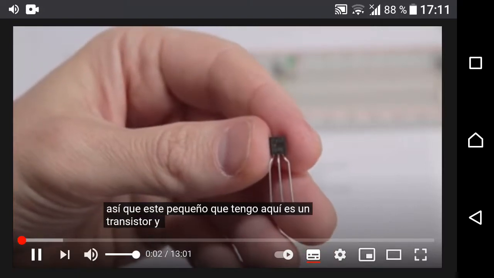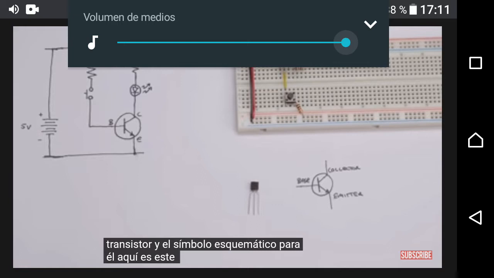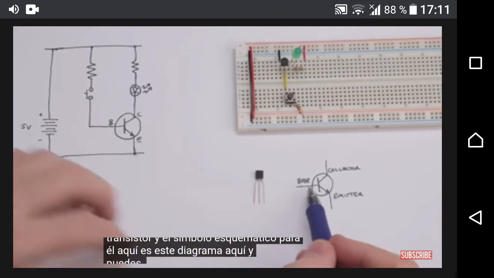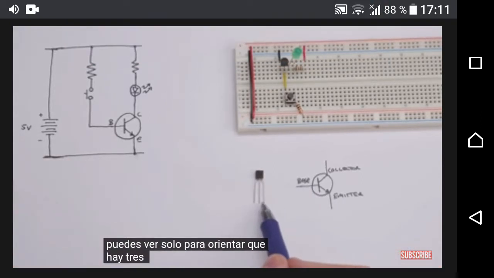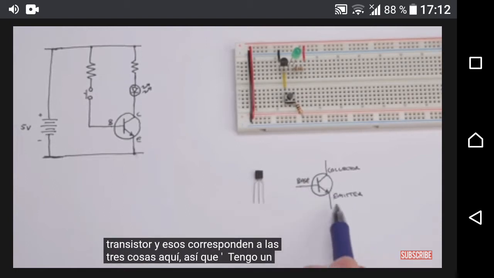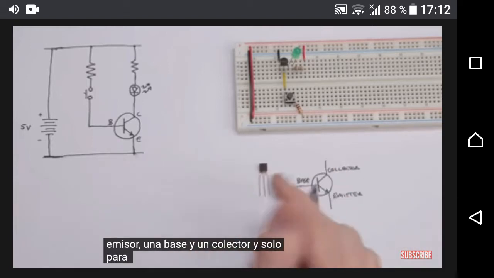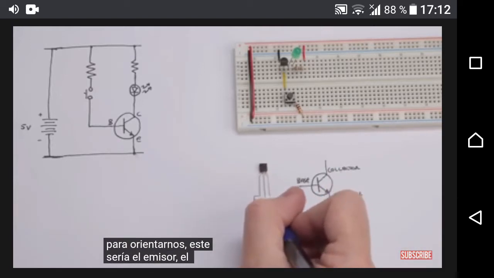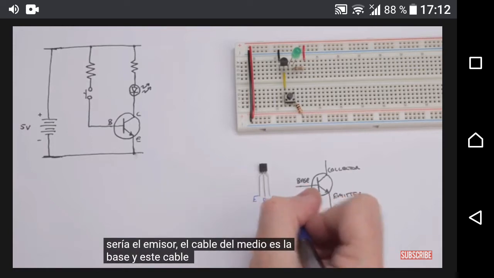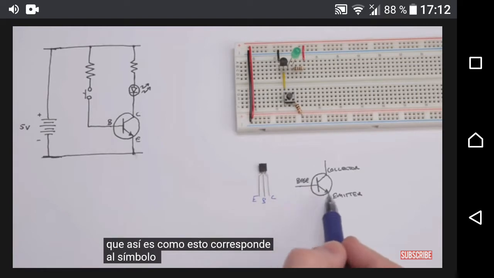This is a transistor, and the schematic symbol for it over here is this diagram. Just to orient, there are three leads on the transistor, and those correspond to the three things here: an emitter, a base, and a collector. This would be the emitter, the middle lead is the base, and this lead is the collector. So that's how this corresponds to the schematic symbol.